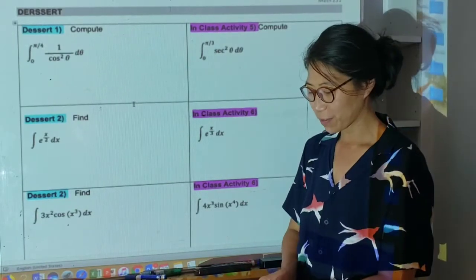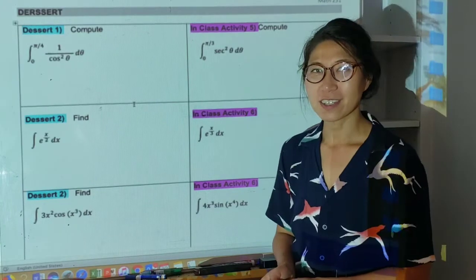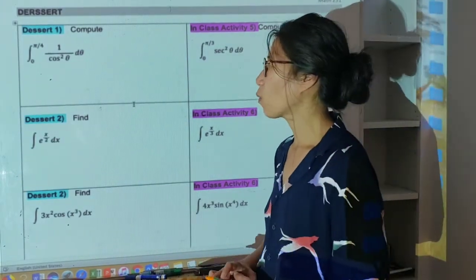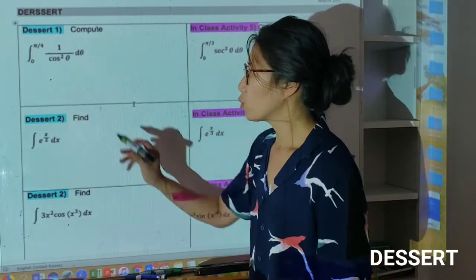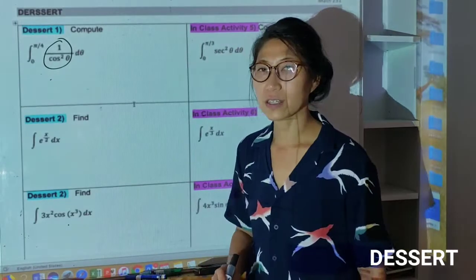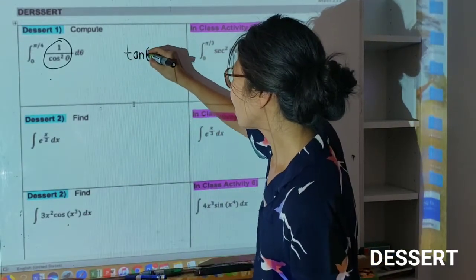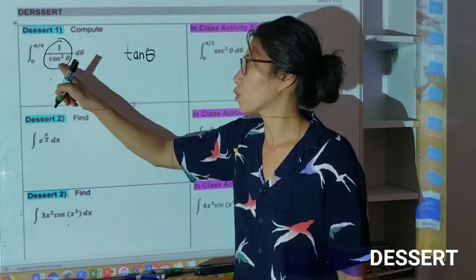So dessert, as you have observed, I'm going to put in some fun game part. This is going to be a fun little challenge, but it can't be if you don't keep practicing with me. So let's look at dessert number 1. I'd like to compute this. Do you recognize what this antiderivative will be? If you say tangent theta, that will be good. Do you remember that taking the derivative of tangent becomes secant squared, which is 1 over cosine squared?